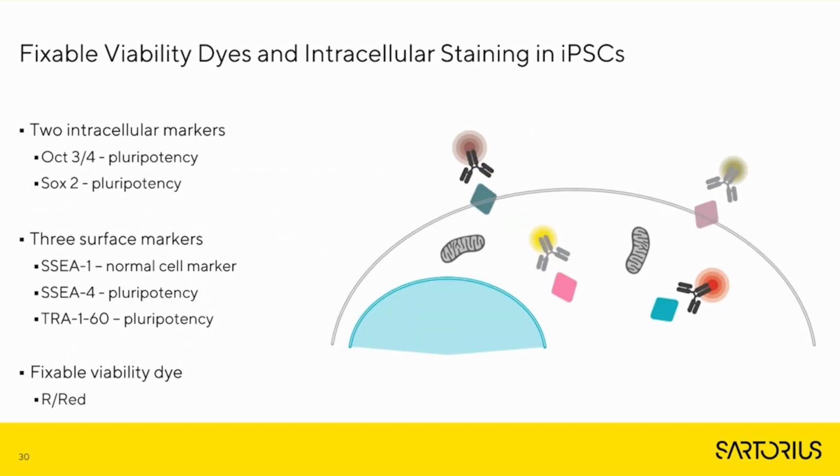So what did we actually do when we performed this case study? Well, we looked at 2 intracellular markers. So there's OCT3/4 and SOX2. These are both markers of pluripotency. So these will tell you whether or not you have iPSCs. And then we also looked at 3 surface markers. SSEA1, which is a normal cell marker, so it's a marker for non-pluripotent cells. And then we have SSEA4 and 12160, which are another 2 pluripotency markers. And we then use the fixable viability dye R-red as our live dead stain.